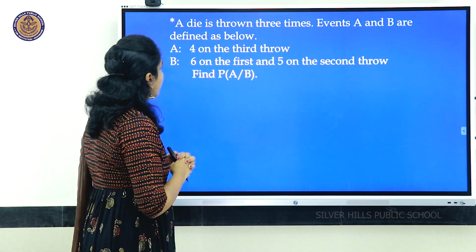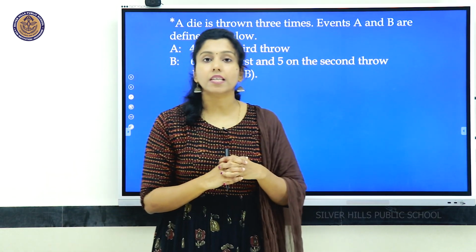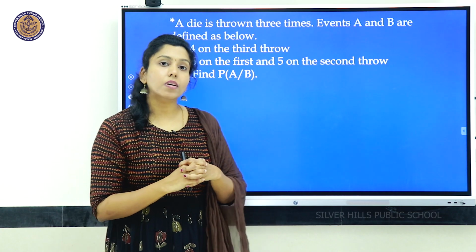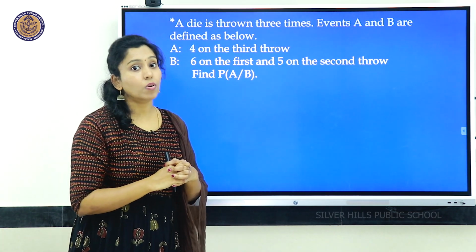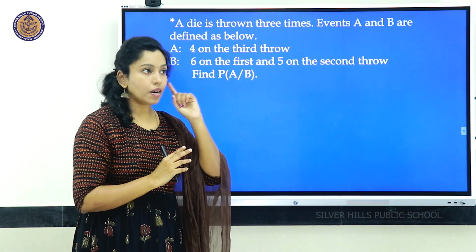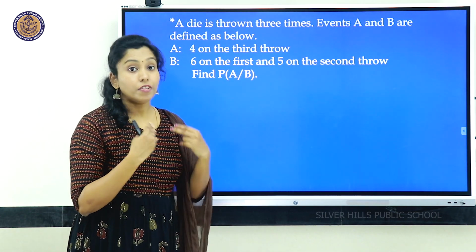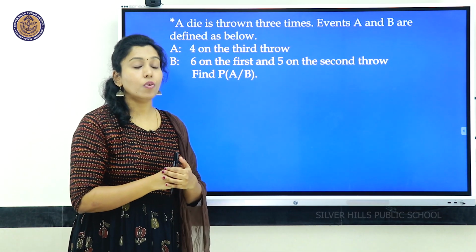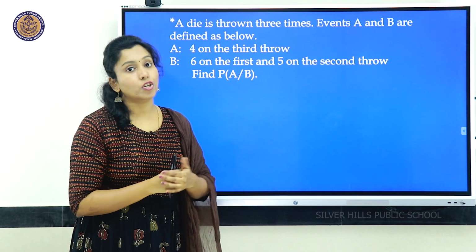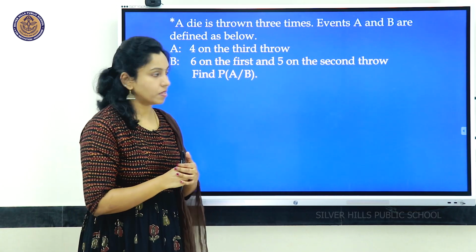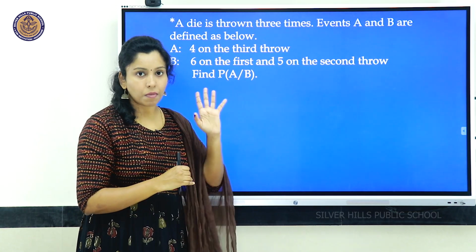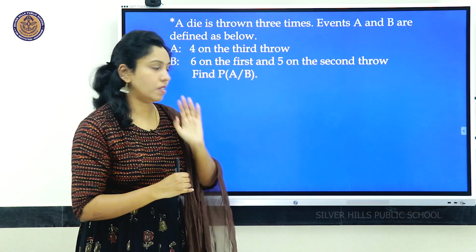Now, what is our experiment? A die is thrown how many times? 3 times. So, total number of outcomes: how many outcomes will be there? If you roll a die once, 6. If it is 2 times, 6 square. So, 3 times means it is 6 cube. You have 216 outcomes. We do not want to list all the members. We just want the number 216.